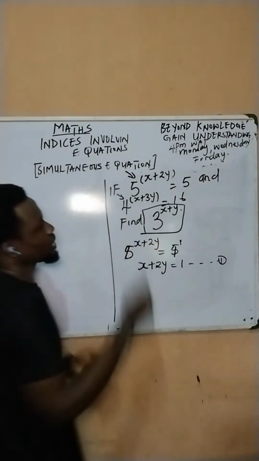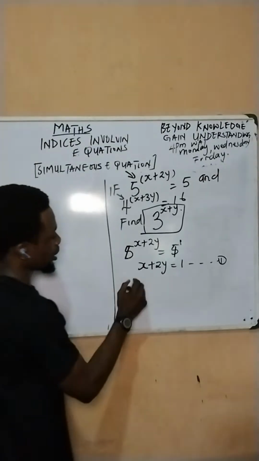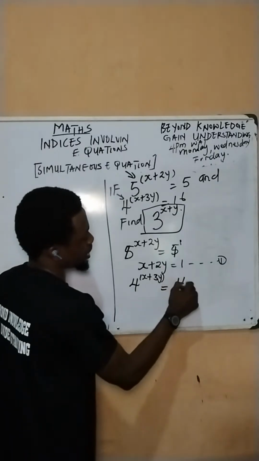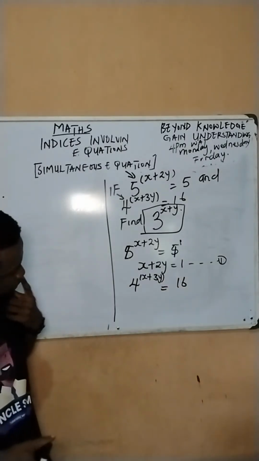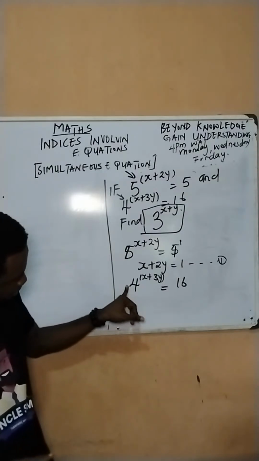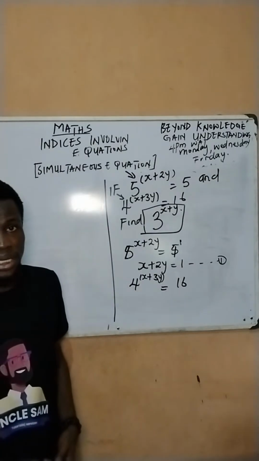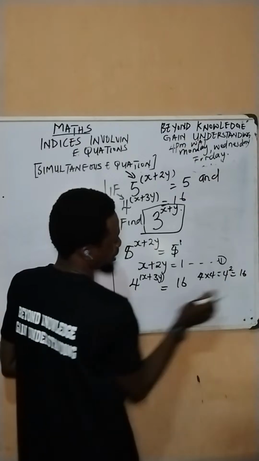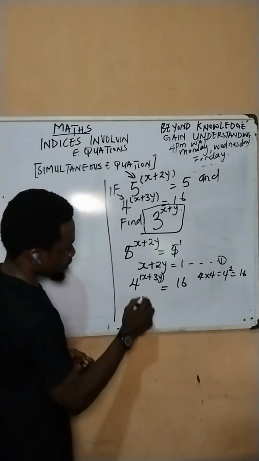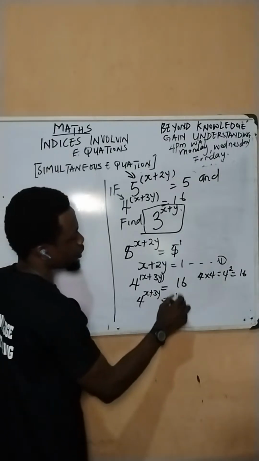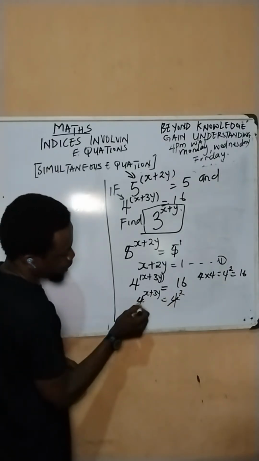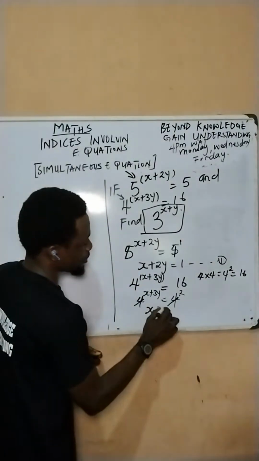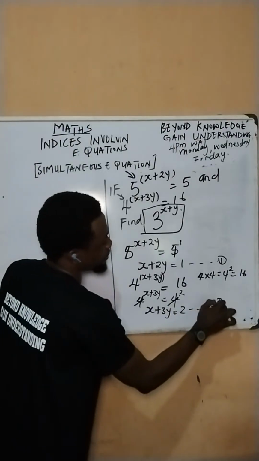And then I do the same thing for this second equation, which is 4 raised to the power of x plus 3y equals 16. Well, what can we do? Is there a way we can simplify this so that 16 can have the same base as 4? Well, it turns out that 4 times 4, which is the same thing as 4 squared, equals 16. So I can replace this 16 to now be 4 raised to the power of x plus 3y equals 4 squared. And then since the bases are equal, we equate their power, just like we did here. So this becomes x plus 3y equals 2. This is now my equation 2.